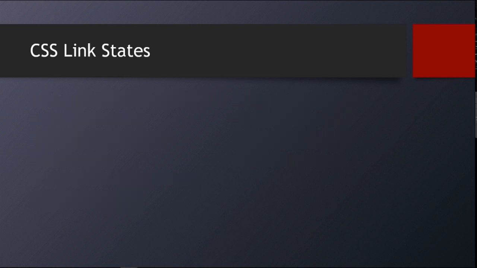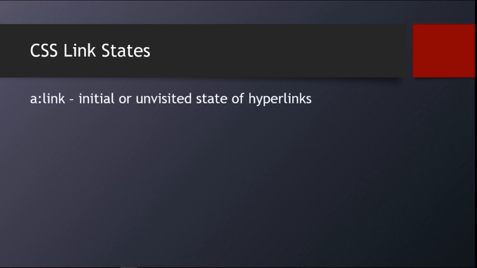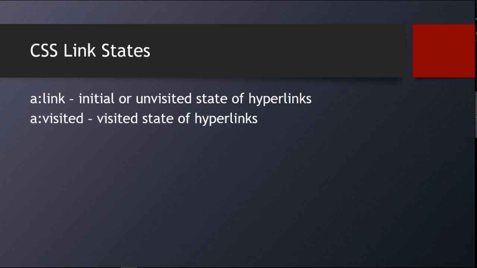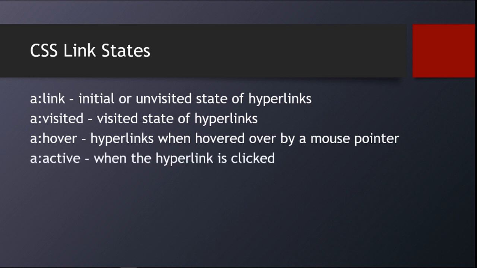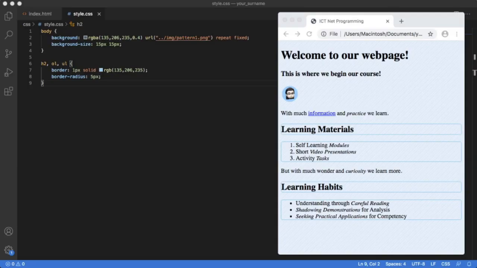Now for CSS link states. These are actually the different states of HTML hyperlinks. One would be the a:link, which is the initial state or unvisited hyperlinks. Second would be the visited state. Third is hover, that is when the hyperlink is hovered upon by a mouse. And fourth, the active state, which is the event when the hyperlink is actually clicked.